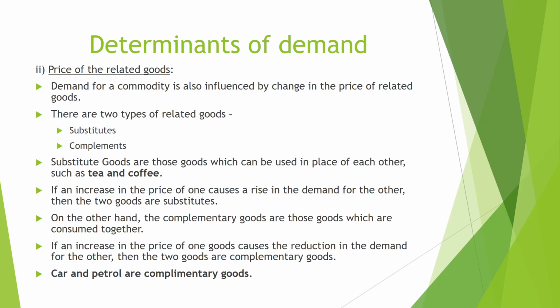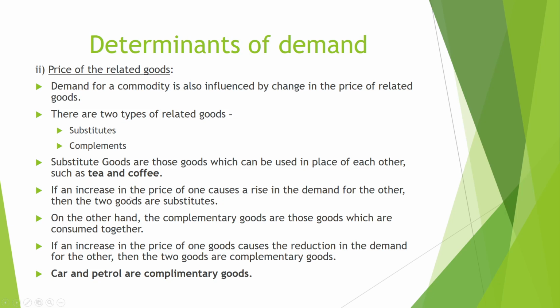We are moving to our second point, which is price of the related good. Demand for a commodity is also influenced by change in the price of related goods. So there may be two types of related goods. One is substitutes and another is complements. We will see what is substitute and what is complements. Substitute goods are those goods which can be used in place of each other, such as tea and coffee. So you can substitute tea with coffee or coffee with tea.